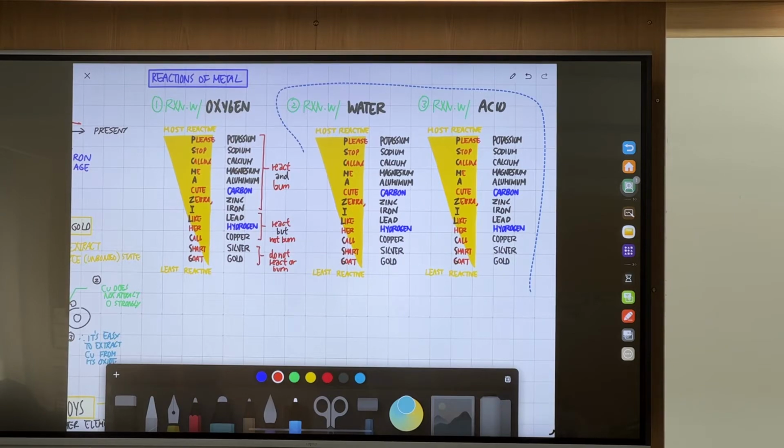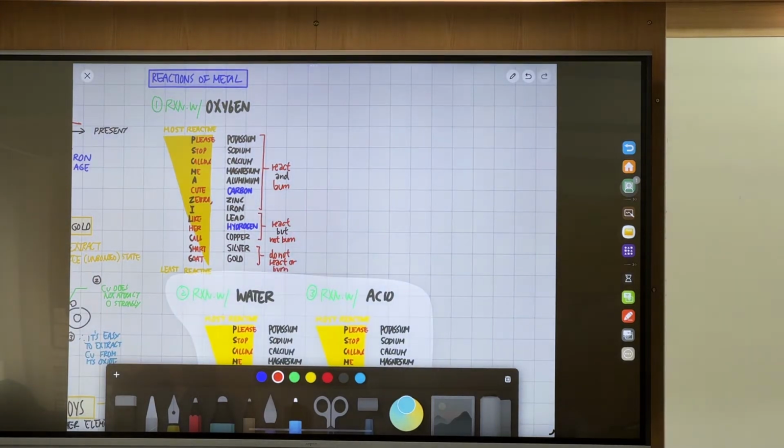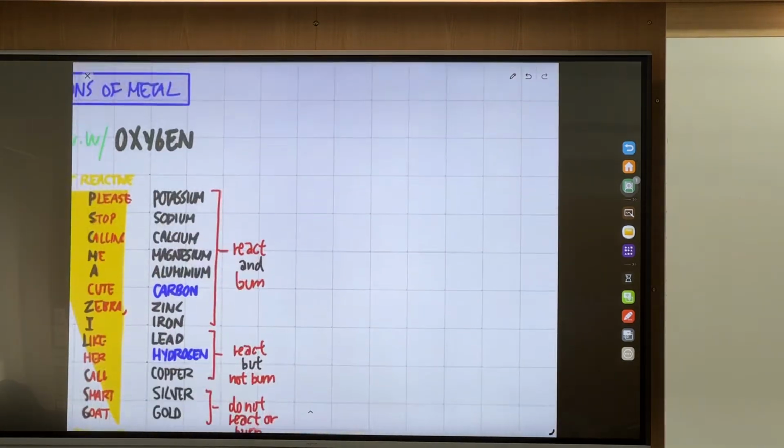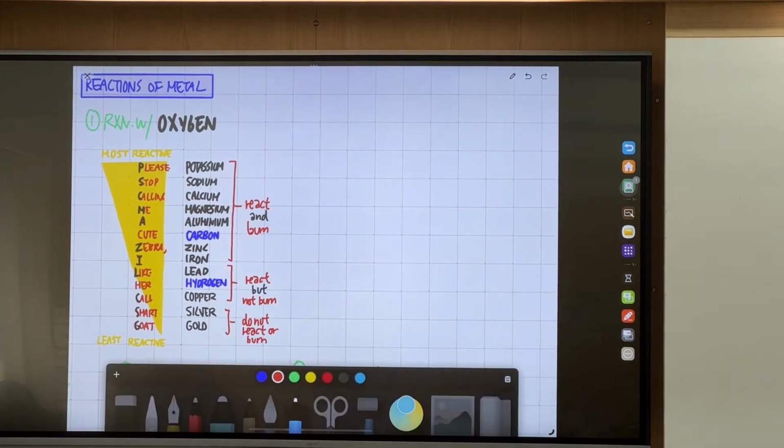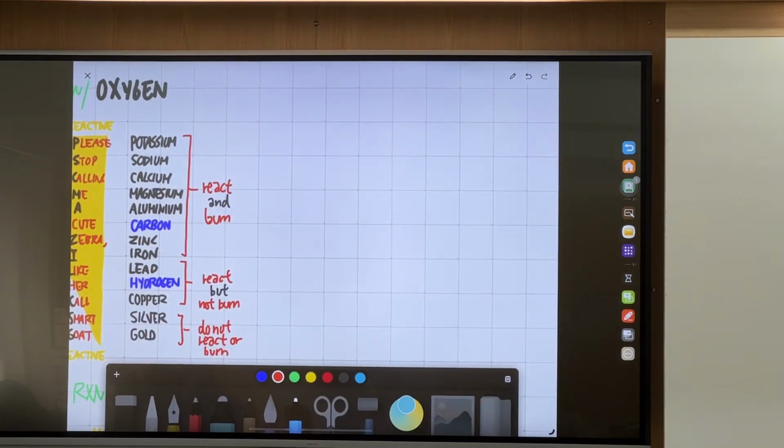Let's take a few examples out and discuss them in detail, starting with potassium or maybe sodium. When you heat sodium in the air, you have this reaction. Can you write this down? Sodium plus oxygen will form the compound sodium oxide.